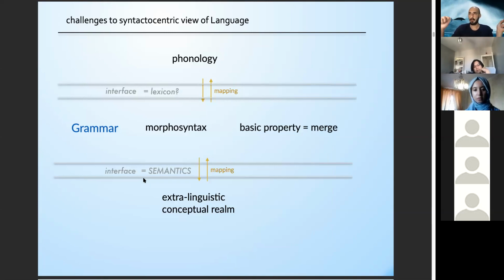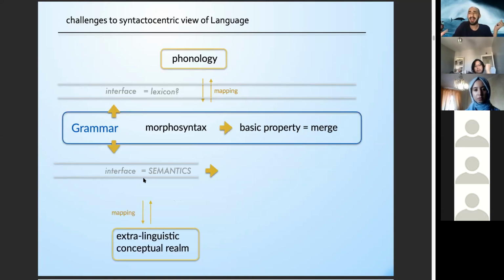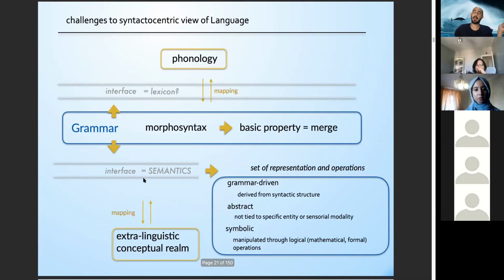Good. Now, a possible challenge to this idea is that semantics is not just an interface. It has its own primitives, properties, operations and representations. If we think in Marrian terms, we might say that semantics has its own domain of representation, which is grammar-driven, derived from syntactic structure, abstract, not tied to a specific entity or a sensorial modality, and symbolic. They can be manipulated through logical, mathematical, formal operations.